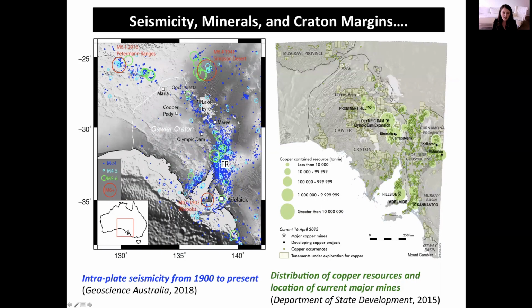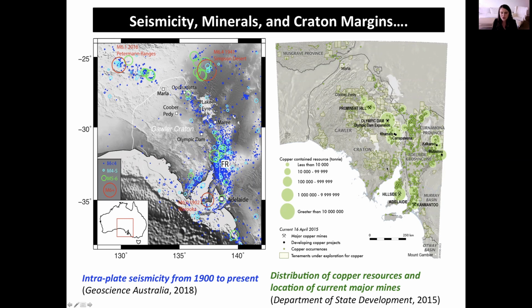This is a really interesting region, not only because it's a craton margin, but along this boundary, there is significant seismicity or intraplate seismicity. And in 1941, there was a magnitude 6.4 earthquake here in the Simpson Desert, which we know very little about given its remoteness.